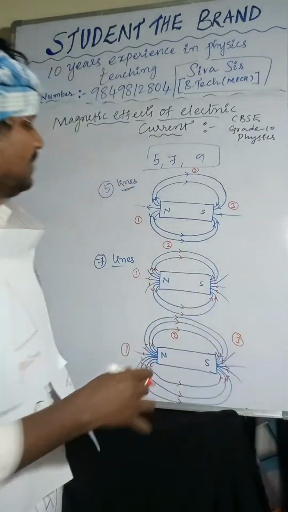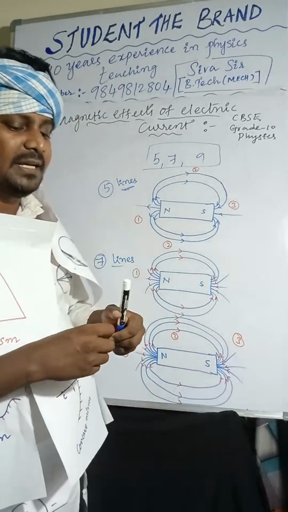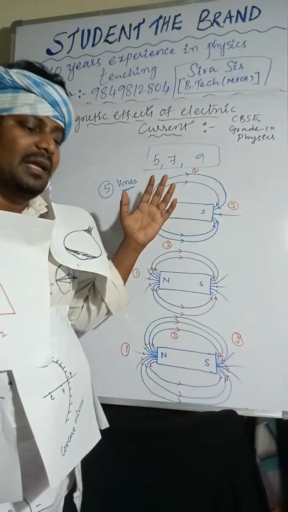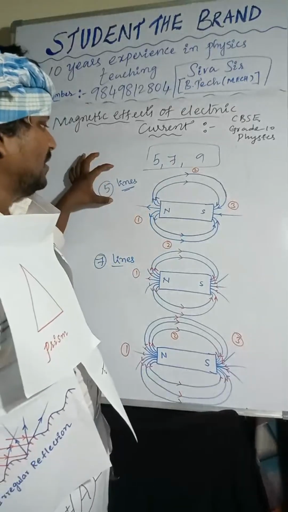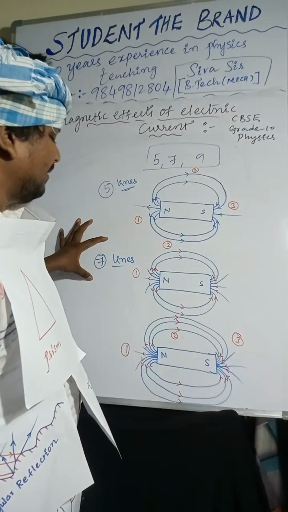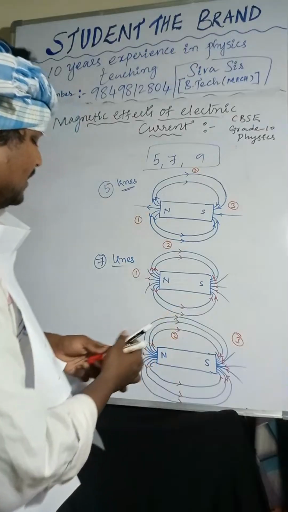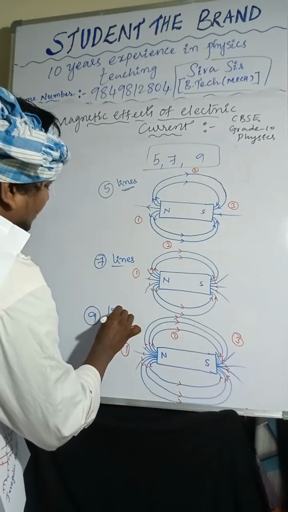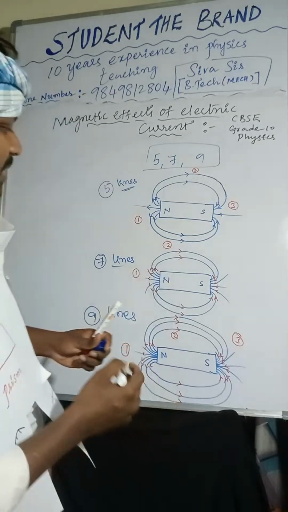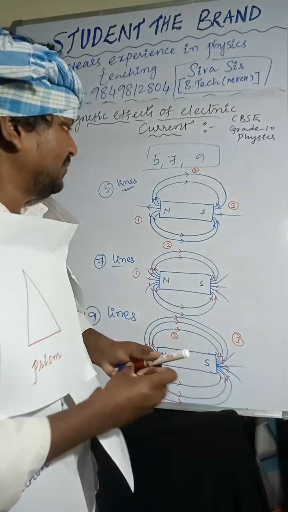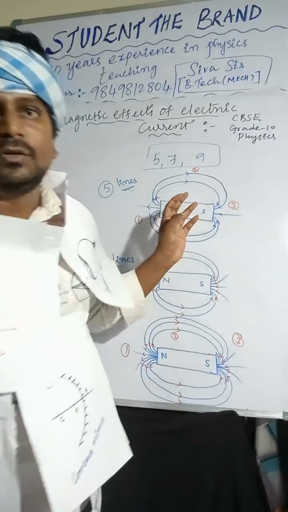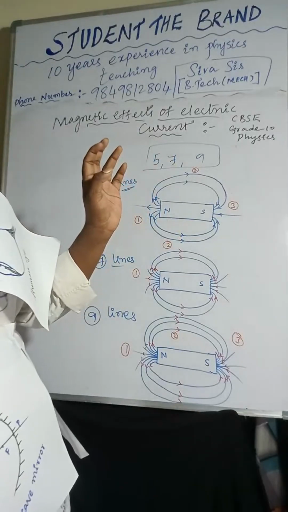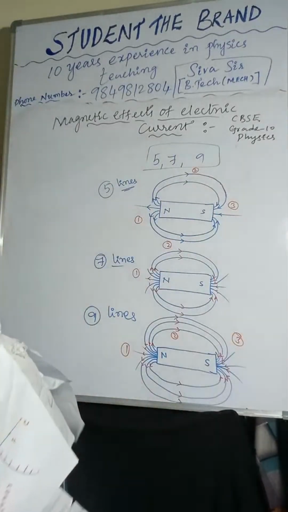Every time if you mention the directions like this, it looks clear and good. You can select any number of lines: either 5 lines, 7 lines, or 9 lines. That is your choice. Which one is preferable? Which one looks good? You can select and draw it in the exam. Look once, which diagram is good?